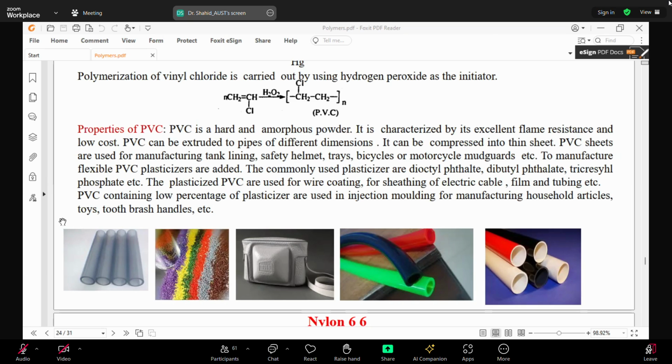The main use is to prepare different types of pipe that we use for the construction of buildings. Also, to prepare PVC sheet. By using this PVC sheet, we prepare different types of articles, for example tank lining, safety helmets, trays, bicycle and motorcycle mud guards, etc. And also different types of household articles, toys, toothbrushes, cups, hangers. So these are the broad uses of PVC plastic.